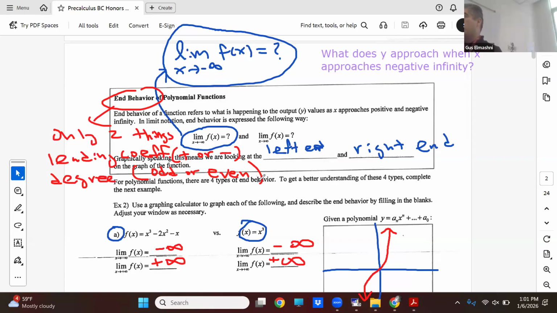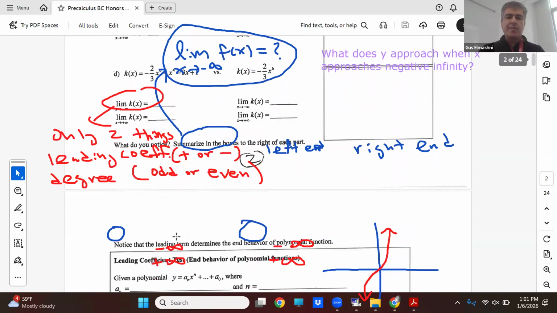So it means there are four possible scenarios: positive infinity, positive infinity; negative infinity, negative infinity; negative infinity, positive infinity; positive infinity, negative infinity. You don't have to memorize it, just understand numerically what's happening, and you're fine. Let's look at one more of these. I'll skip B and C because you can do it on your own.